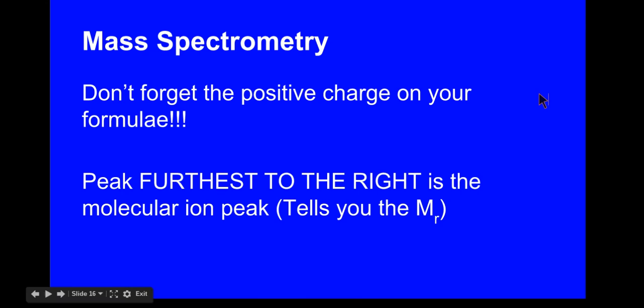Mass spec, don't forget the positive charge on all of your formulae. So every peak on a mass spectrum is caused by a positive ion. And remember, the peak furthest to the right, not the biggest peak, is the molecular ion peak, and that tells you the Mr.